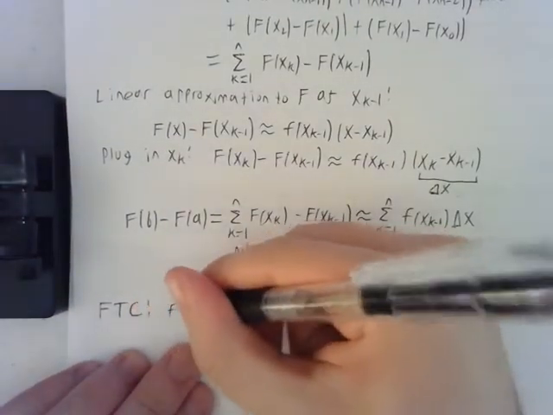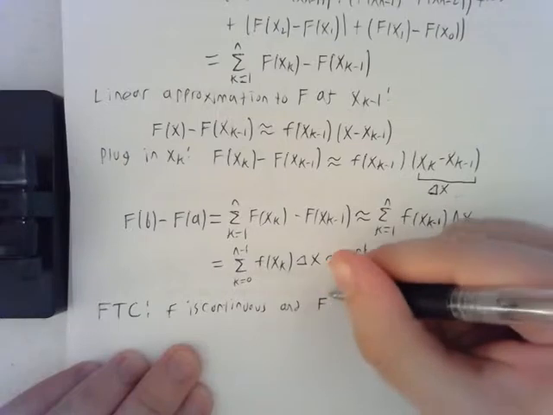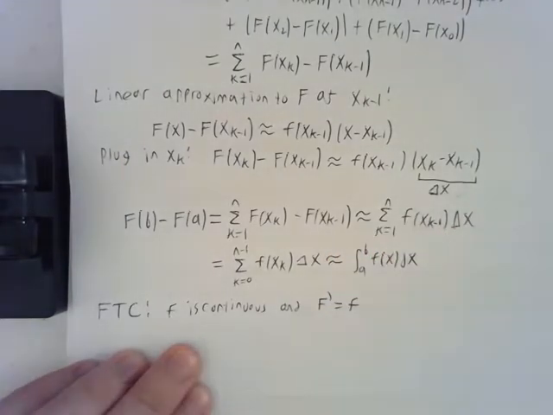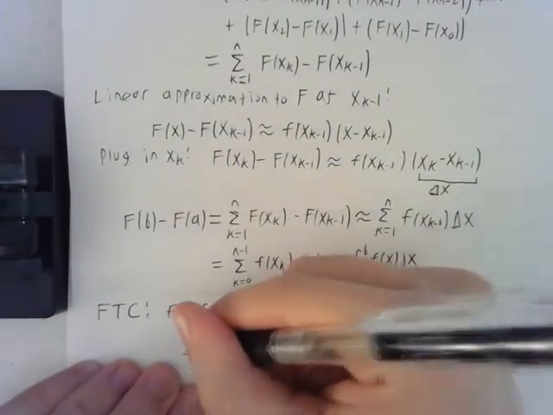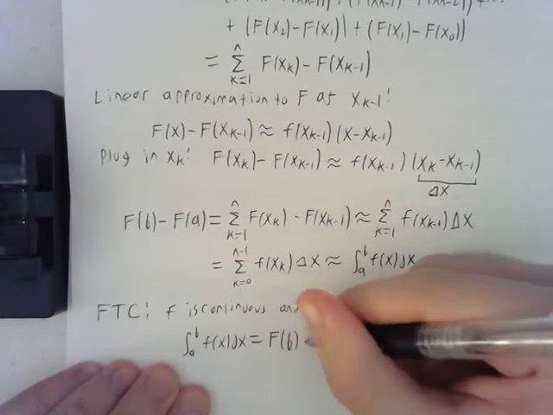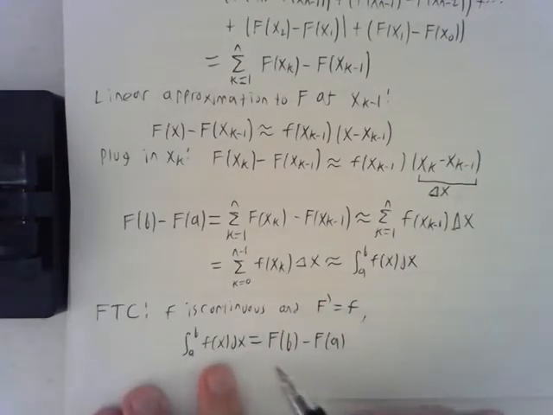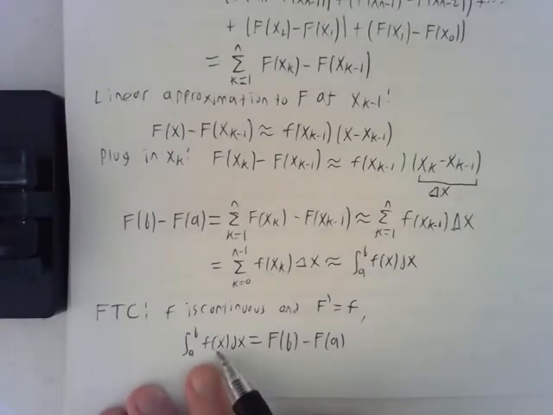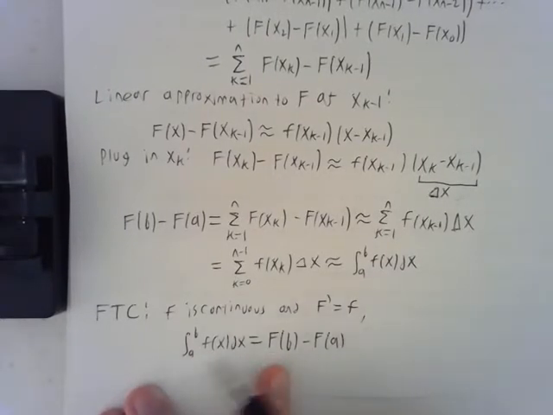And this says that if f is continuous and the derivative of capital F is equal to little f, then this is actually an exact equality. The integral from a to b of f(x) dx is exactly equal to capital F(b) minus capital F(a). So this is really useful because it means that if we can find the antiderivative, capital F, then we can evaluate the definite integral just by looking at a difference of values of the antiderivative.